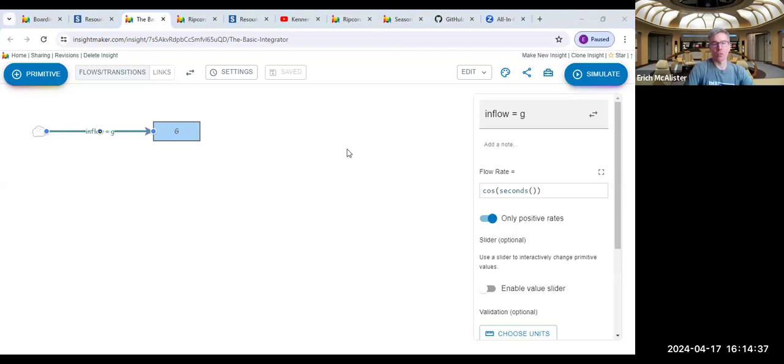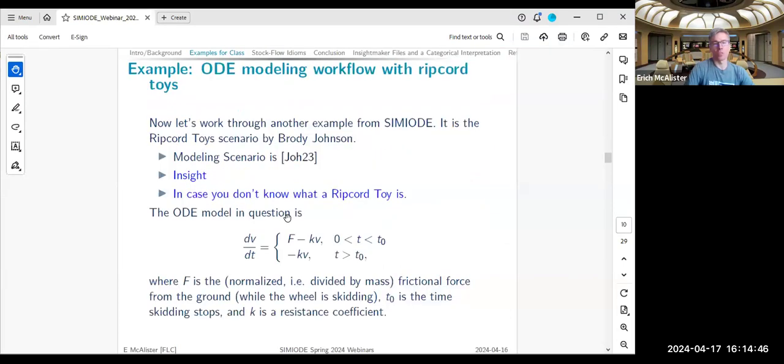Okay, so I'm gonna go back to our slide, go back to the next example, and this is the one that I'm gonna say gives us a full idea of kind of almost everything that Insightmaker can do. It's a good one to, I would say you might want to clone it, see how some of the things work in there. The modeling scenario, once again, I'll open up my chat and put each of these things in. So the semiode scenario is here.